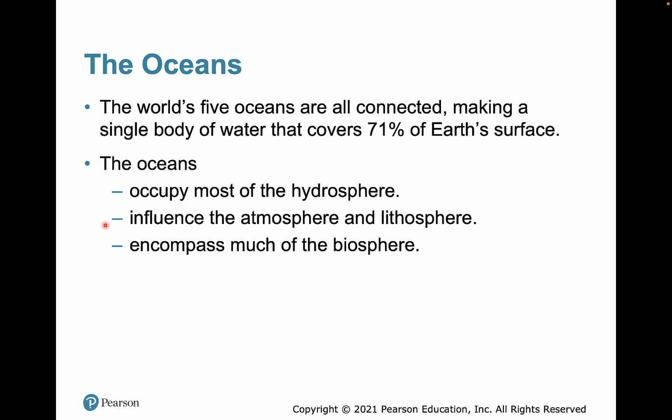So the 5 oceans are all connected. They have separate circulation, but what happens in one will influence what happens in the others. The oceans cover 71% of the Earth's surface. They occupy most of the hydrosphere. They influence the atmosphere and the lithosphere, and they encompass much of the biosphere. There's a lot of life down in the oceans, not just on the land.